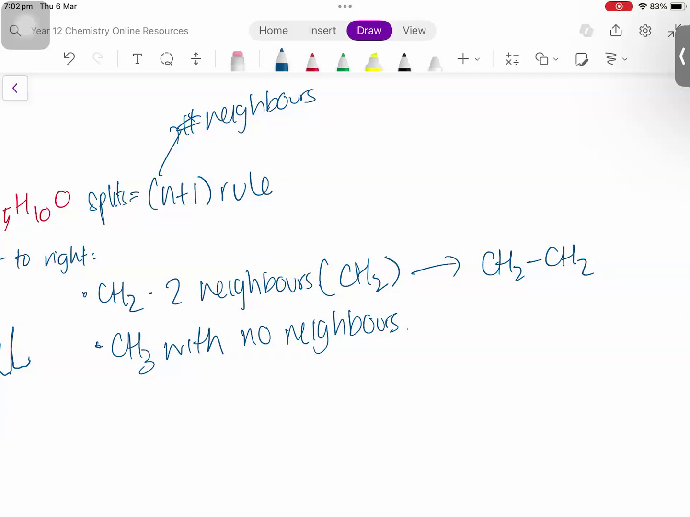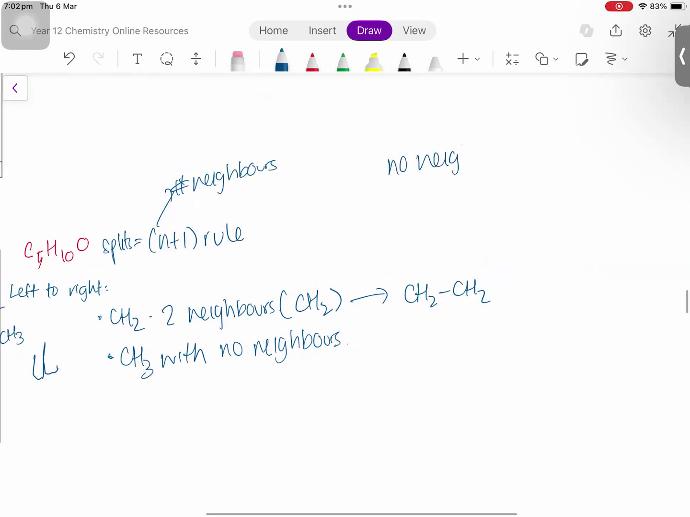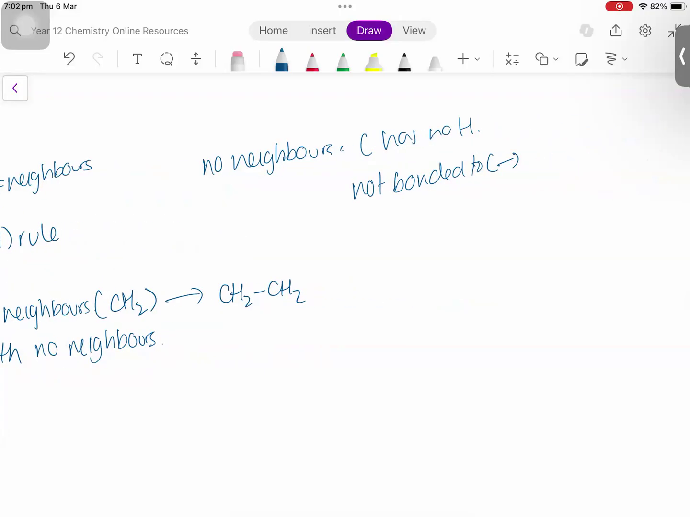Okay. Now, when you've got something with no neighbors, what that could mean is it's bonded to a carbon with no hydrogens, or it's not bonded to a carbon at all. Yeah. So when you've got no neighbors, this is the situation. The carbon has no hydrogen, or it's not bonded to carbon. Okay. Which means it's probably bonded to any other atom, which in this case, the only other atom that exists besides carbon and hydrogen is an oxygen. Yeah. So sometimes you don't know which of the two options it is. Sometimes you can try to figure it out. Yeah. What bond did we say the oxygen was in this case?